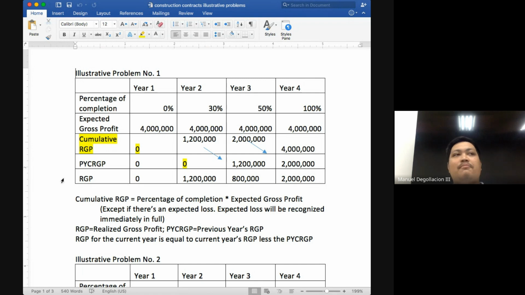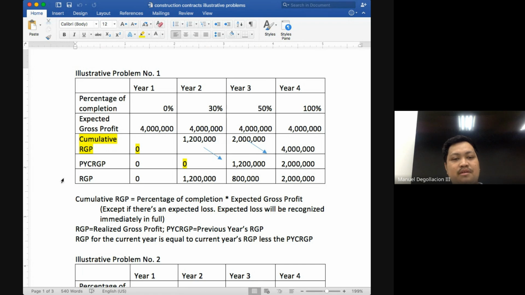So again, shotgun problem. How much is the RGP for year 1? 0. How much is the RGP for year 2? 1,200,000. How much is the RGP for year 3? 800,000. How much is the RGP for year 4? 2 million.